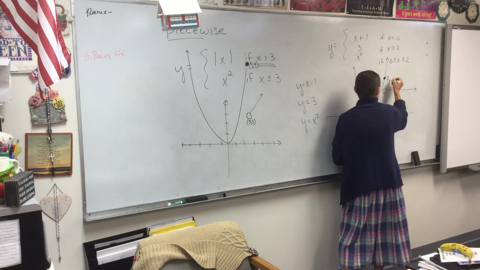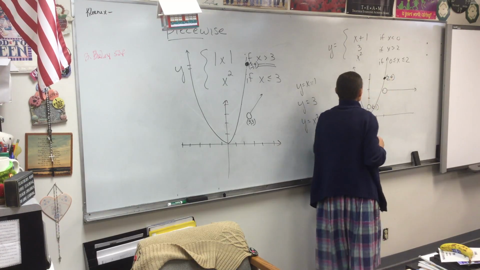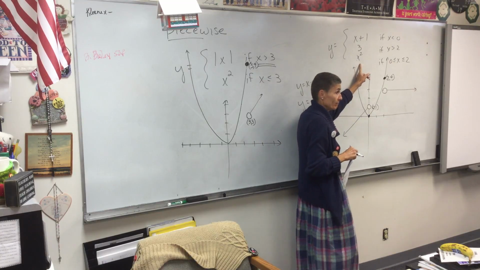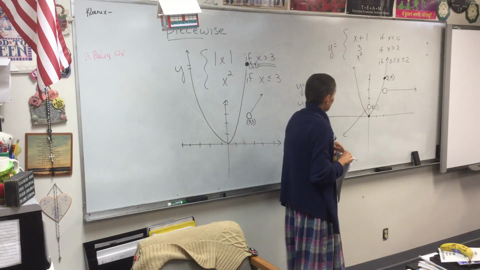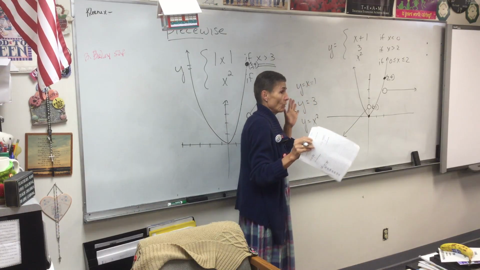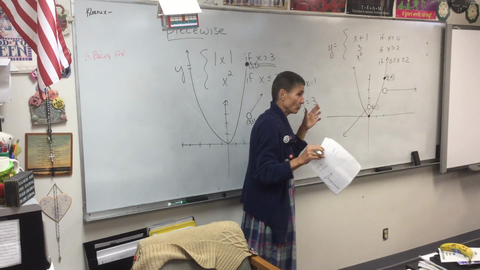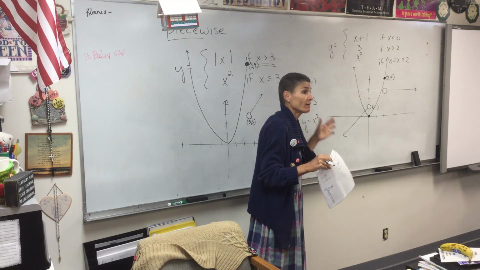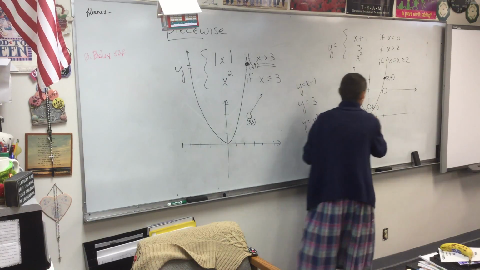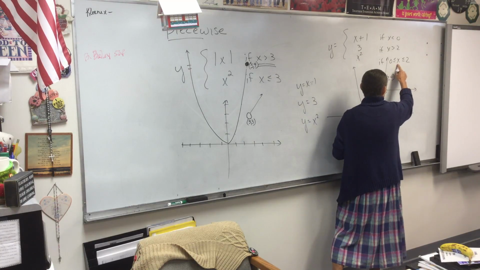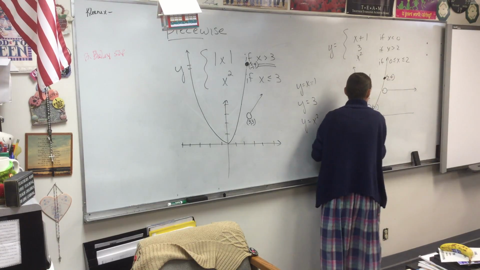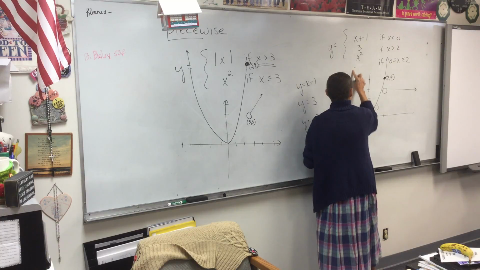Remember, that would be the point (2, 4), because if I put in 2, I get 4. So what piece of that parabola do I want? The middle piece. I want the piece in between my 2 dots. This says look in between 0 and 2. Very good, Jonathan.